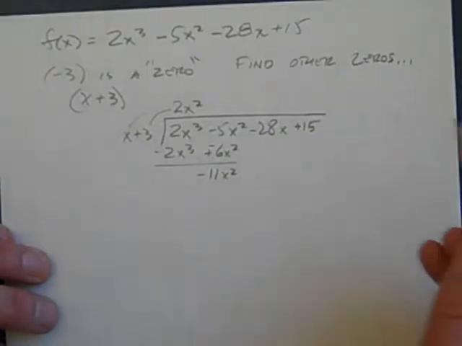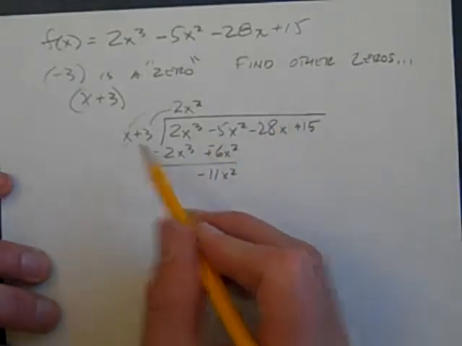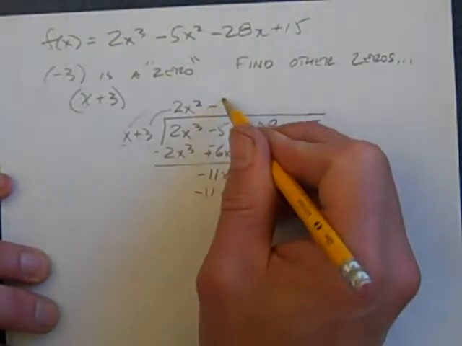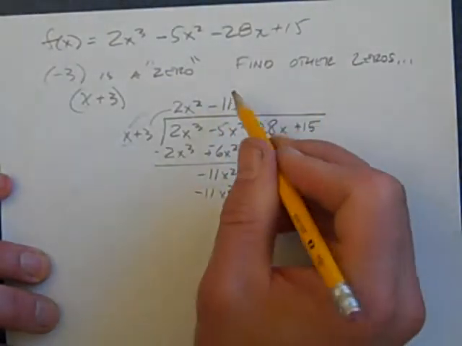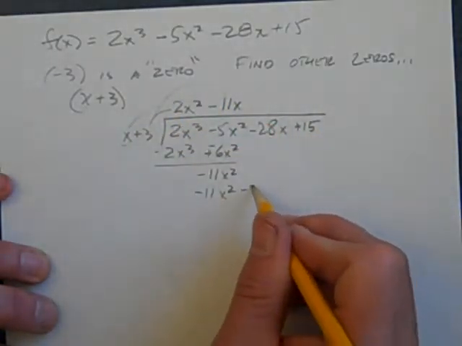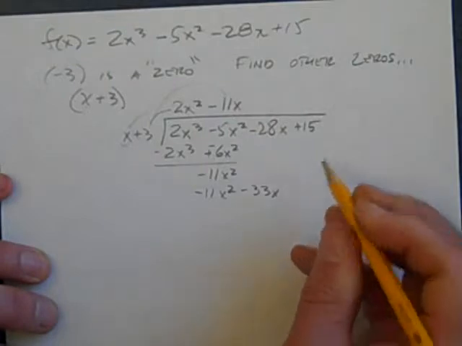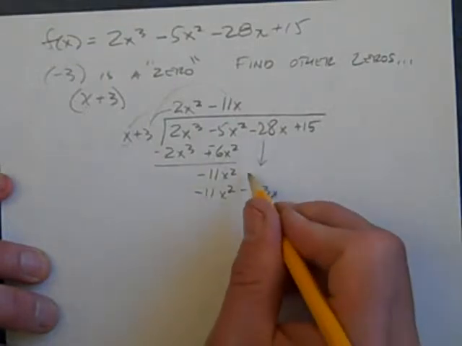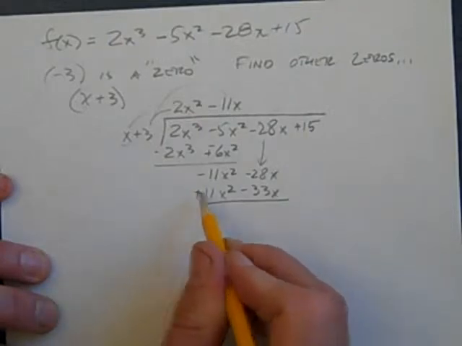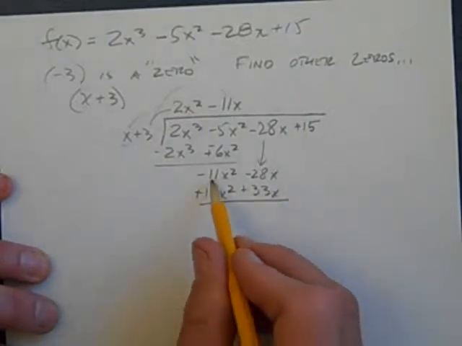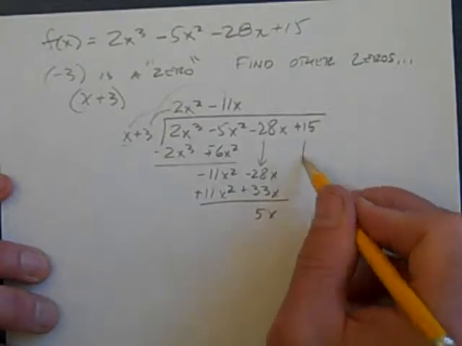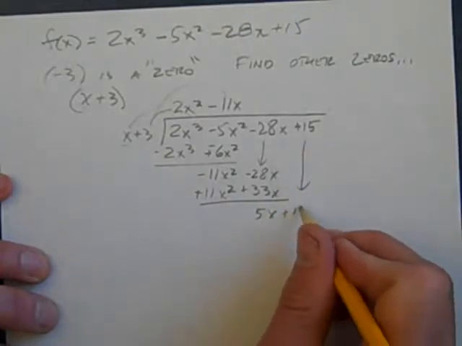Then I repeat the process. I say, what do I need to multiply x by to get negative 11x squared exactly? And it's going to be minus 11x. I multiply that times both of these, and I'll get minus 33x. Forgot to carry this down, but I'll do that now. Minus 28x right there. I draw a line, I change the signs, and I add. It cancels as always, and I get 5x. Bring this down, and I get plus 15.